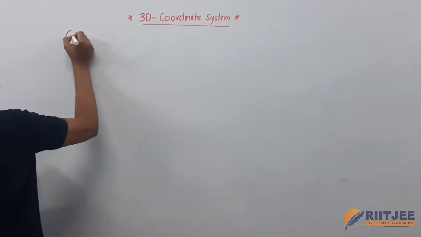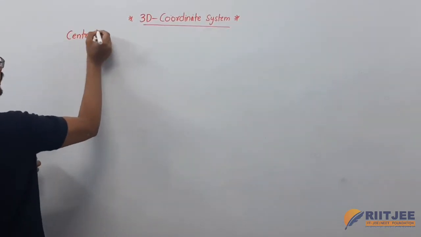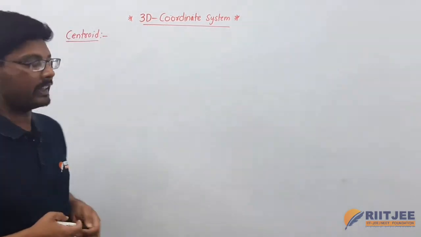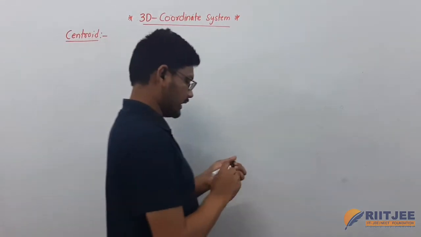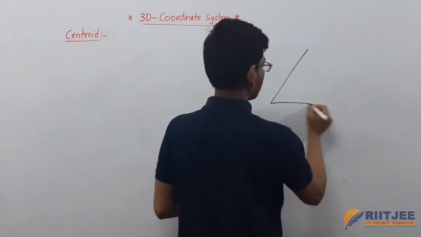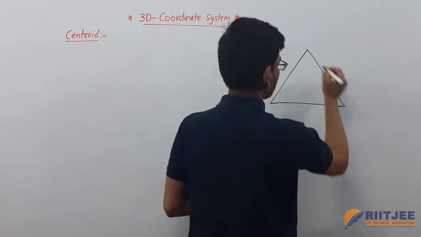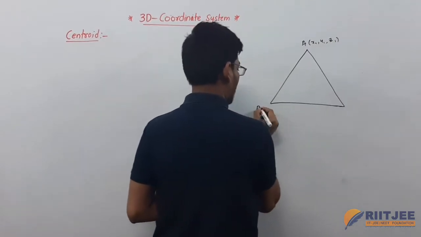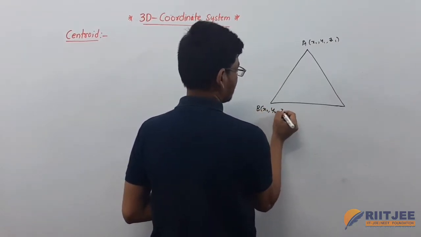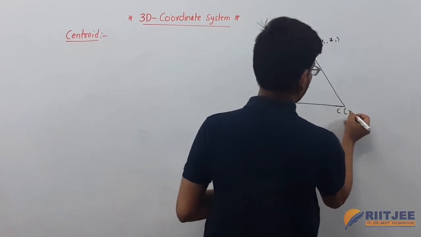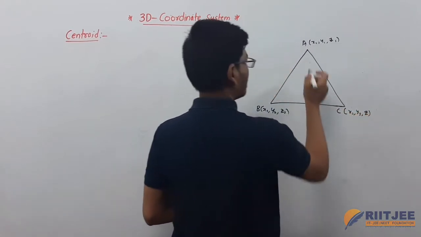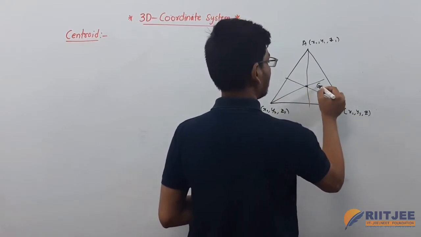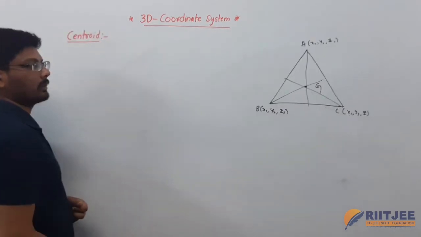centroid, and the next topic is centroid here. Centroid is nothing but, if you take any triangle here, I am taking a triangle A of (x1, y1, z1) and B of (x2, y2, z2) and C of (x3, y3, z3). Here the centroid of this triangle is G. I am taking the centroid as denoted by G.